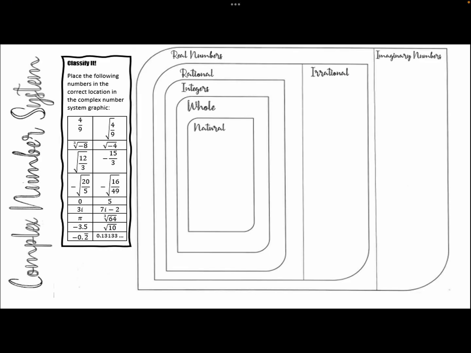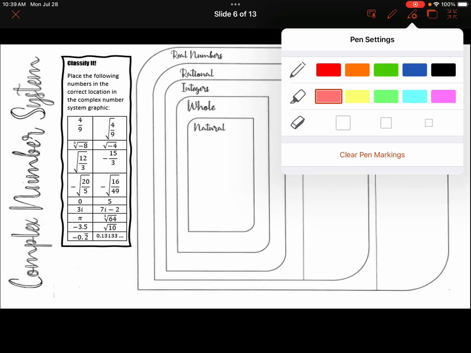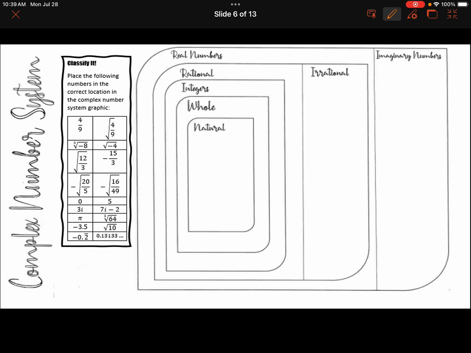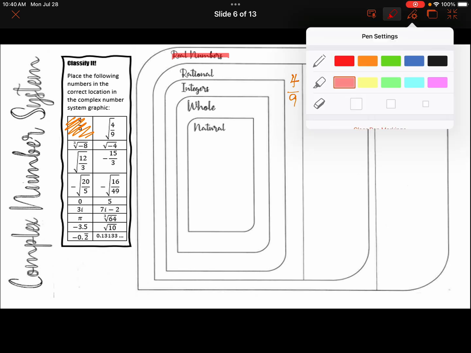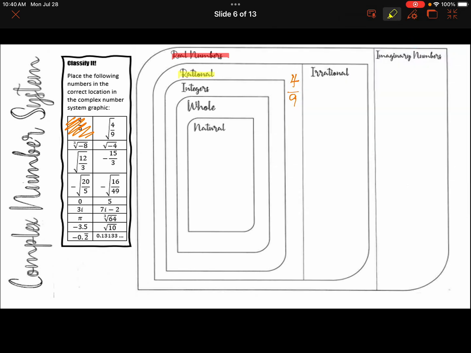So let's go ahead and start trying to practice some of this. We're going to look at the problem, and we're going to decide what category we would place this in. So let's start with 4/9. All right, 4/9 is a fraction. So that is going to be a rational number. We've got real. We've got rational. We've got integer.